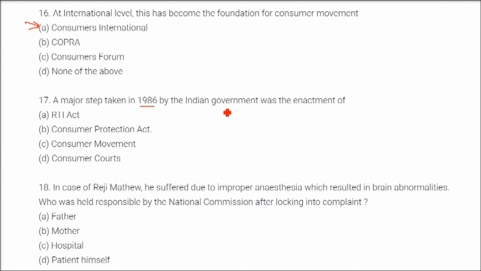A major step taken in 1986 by the Indian government was the enactment of COPRA. So the answer of 17 is Consumer Protection Act. In the case of Reggie Matthew, he suffered due to improper anesthesia, which resulted in brain abnormalities. Who was held responsible by the National Commission after looking into the complaint? The answer here is hospital. The hospital should be held accountable.